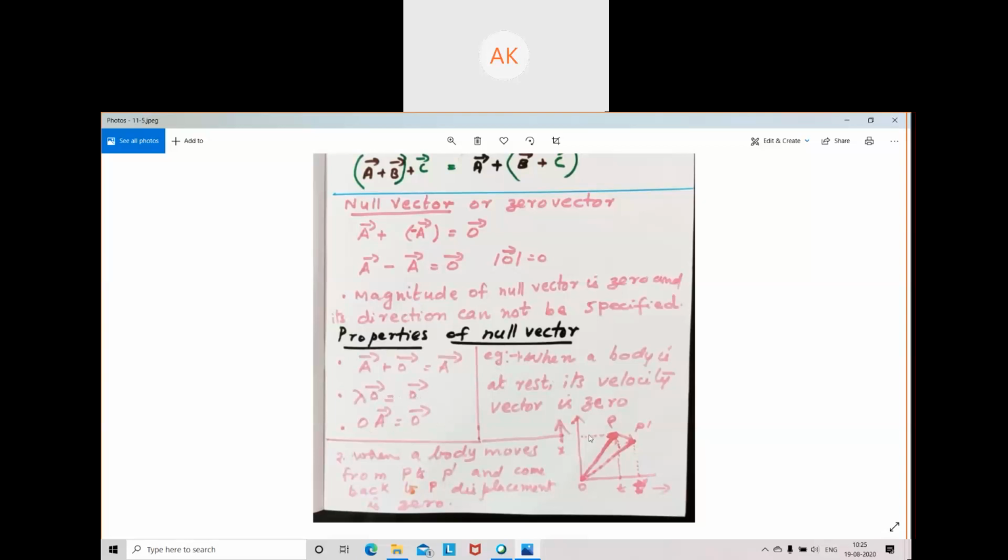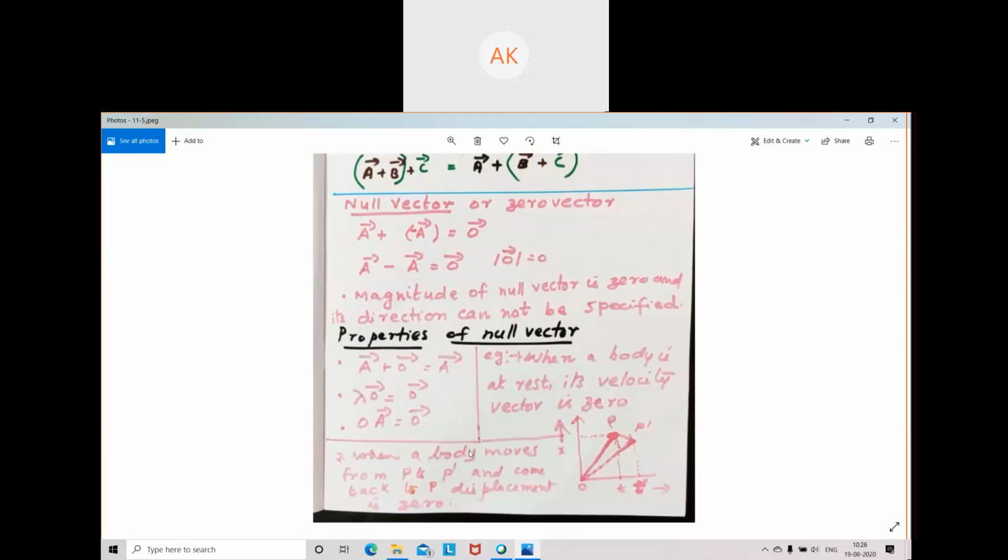For example, consider a body at rest. What is its velocity? When a body is at rest, its velocity is 0. So the velocity vector is 0. That is an example for 0 vector: the velocity vector of a body at rest is 0.